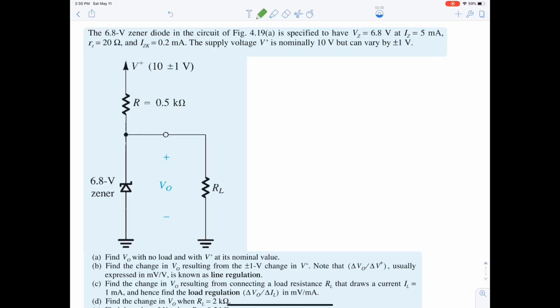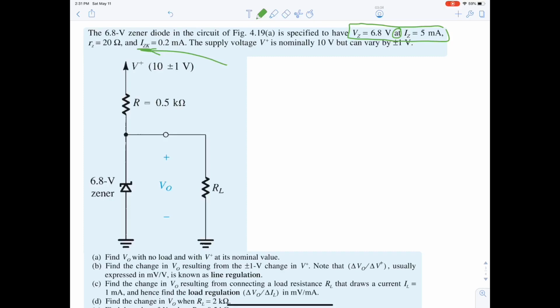Now, I told you before that whenever you see an "at", this means it's a sample, right? RZ is 20 ohm and IZK is 0.2 milliampere. Whenever you see IZK, it represents the minimum current for the Zener to operate in the breakdown region.